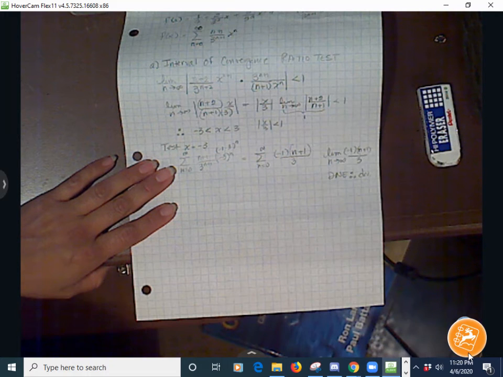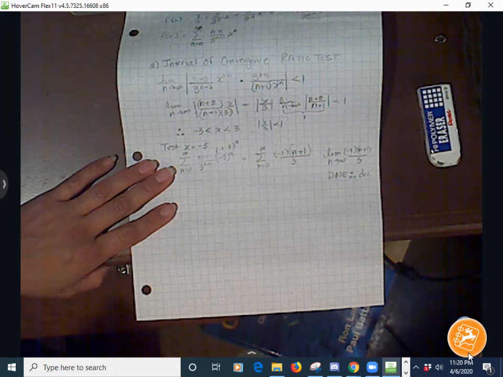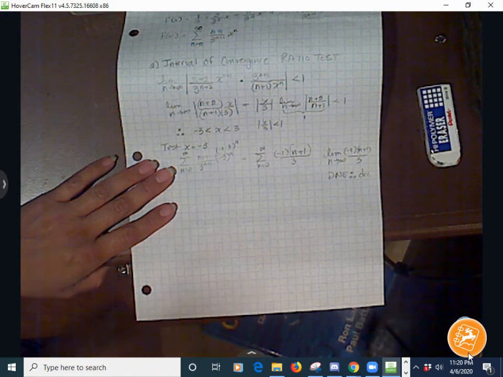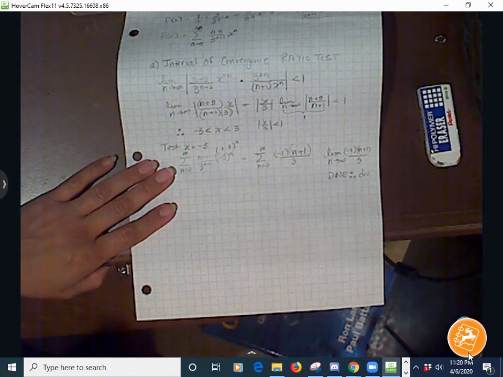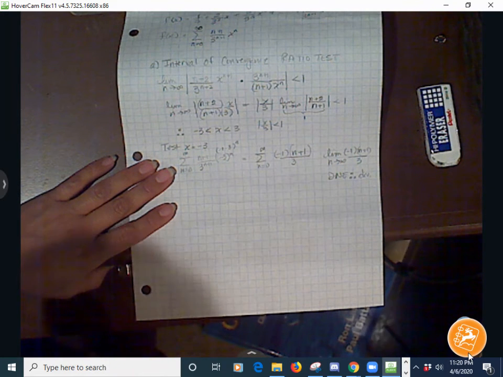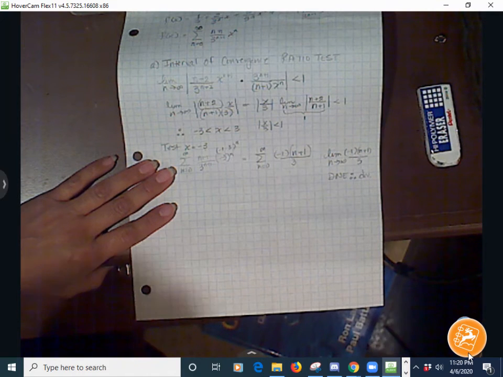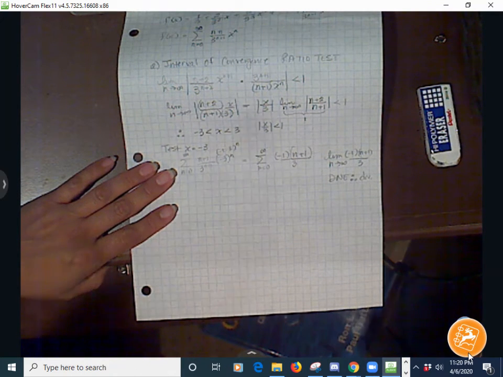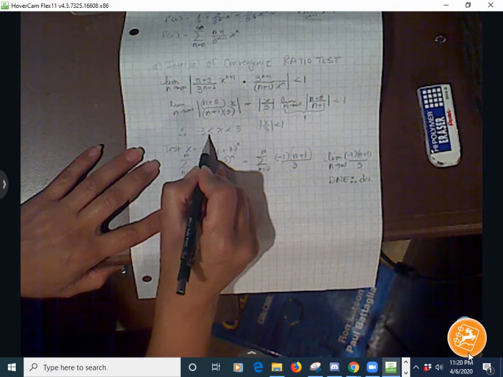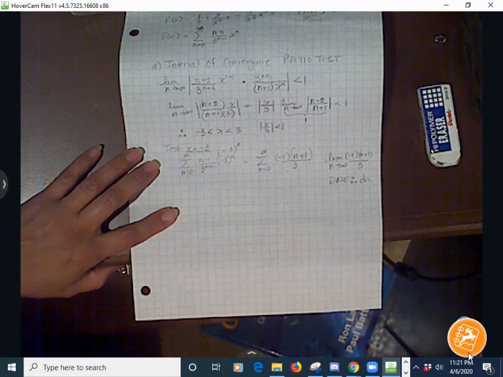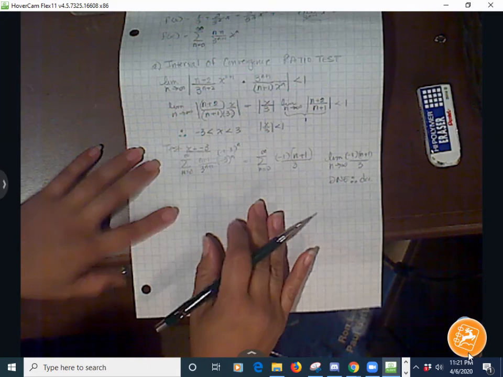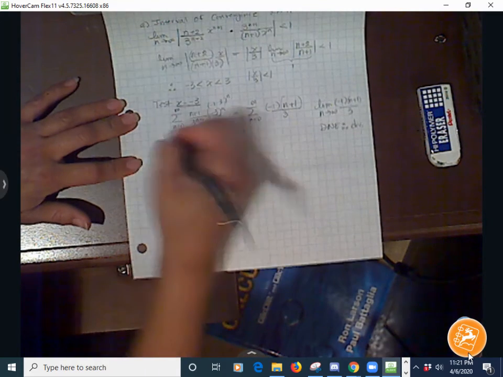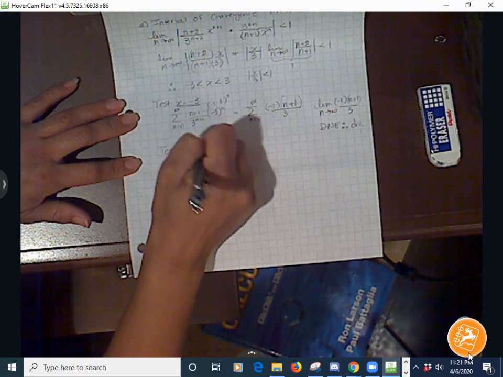You can review your nth term test for divergence for the rules. But if you remember, if you take it to infinity, if the limit does not exist, which also includes going off to infinity, then the series diverges. Okay? And so we won't put equal to on the negative 3 because when it's equal to negative 3, it diverges. Now let's test x equal to 3.